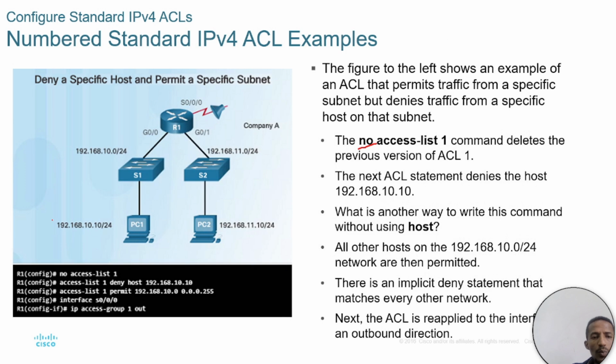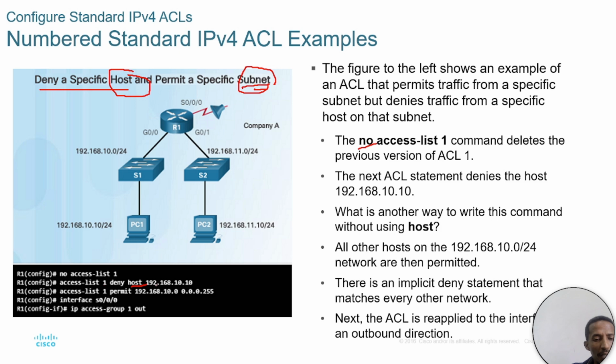So here what do we do? We are denying a specific host and permitting a specific subnet. I think you do differentiate between subnet and host. When you deny a specific host, that is a single number, so a single host can be specified using the host command. And when you deny a subnet, you are going to use the mask.